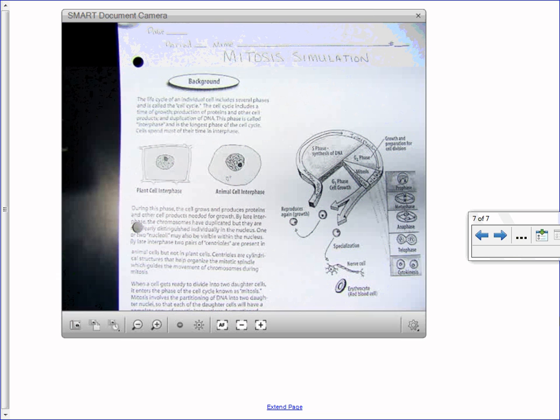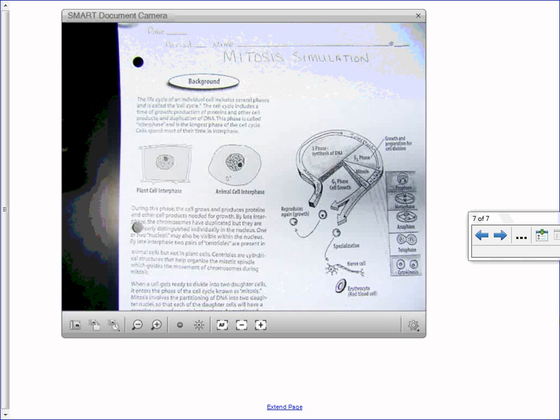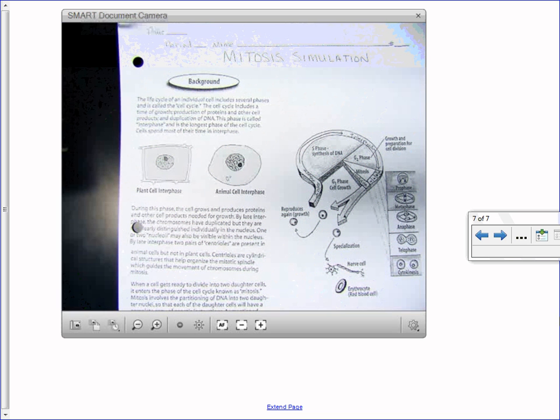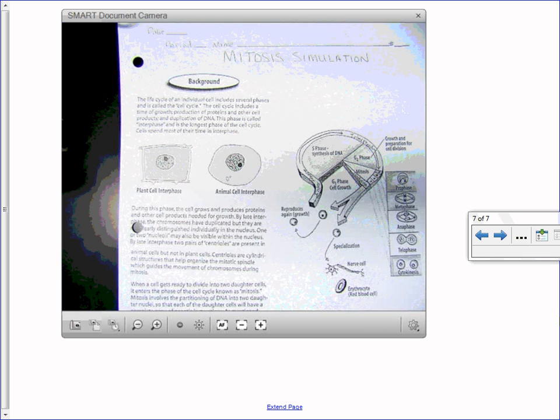All right, background information. The life cycle of an individual cell includes several phases, and it's called the cell cycle. That's from the interphase to cytokinesis. The cell cycle includes time of growth. What is the time of growth called? What portion of the cell cycle is that? Oh, you better get out your notes. G1, thank you. Yeah. All right, production of proteins and other cell productions in the duplication of DNA.